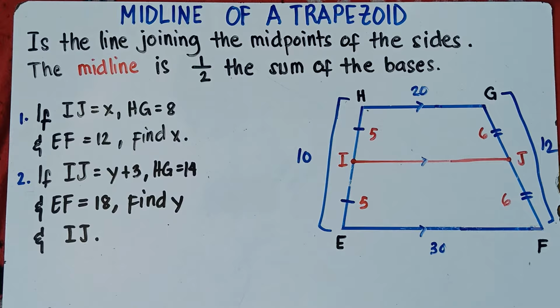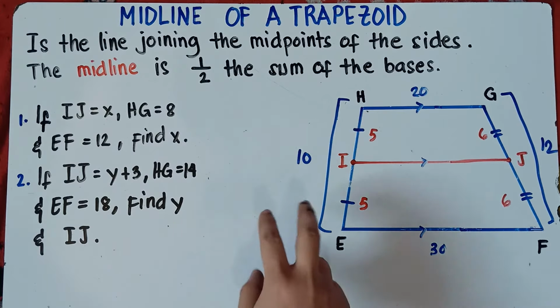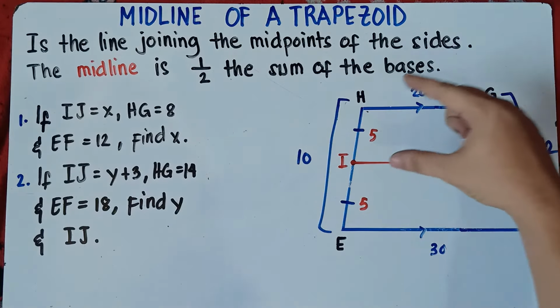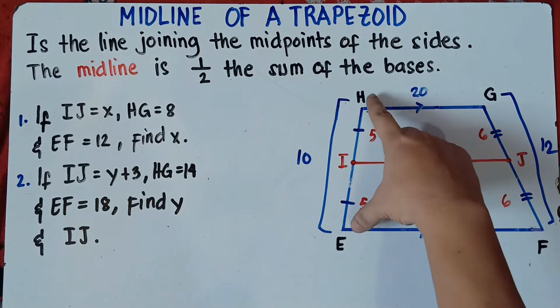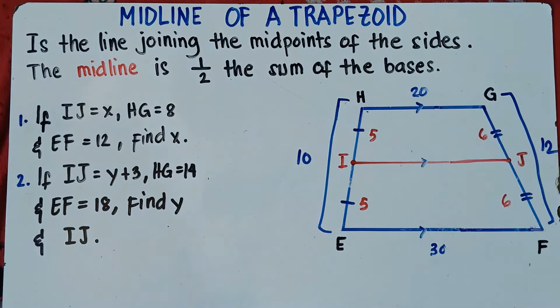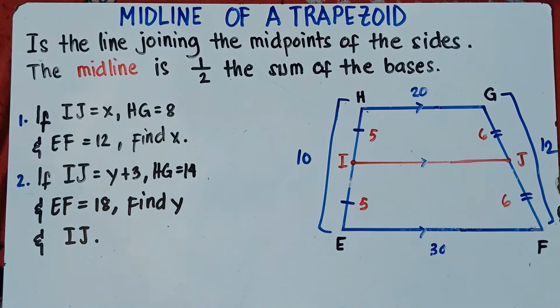Alright, that's it, class, for the sides. Remember this one, because later on we will have examples finding the x values for the sides. Once again, HI is congruent to EI because I is the midpoint of line segment HE. GJ is congruent to line segment FJ because J is the midpoint of GF. We cut this into 2 equal parts since J is the midpoint. Once again, we need to get the midpoints for us to get the midline. That would be IJ, the midline.